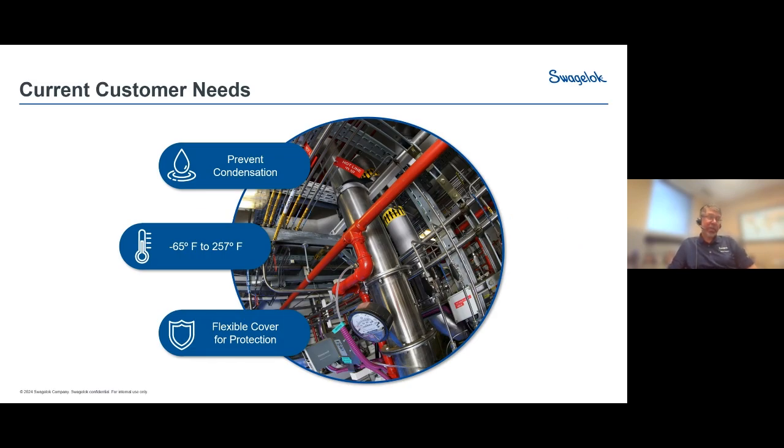When we look at what our current customer needs are, we of course want to prevent condensation. That's one of the major issues that we're trying to do here. And the current temperatures that we see go down to about minus 65 degrees, and they go a little bit on the warm side in some cases, but for the most part we focus on the negative side. That's trending colder and colder, and what that's doing is it's driving us away from more flexible covers on hoses to different technologies.